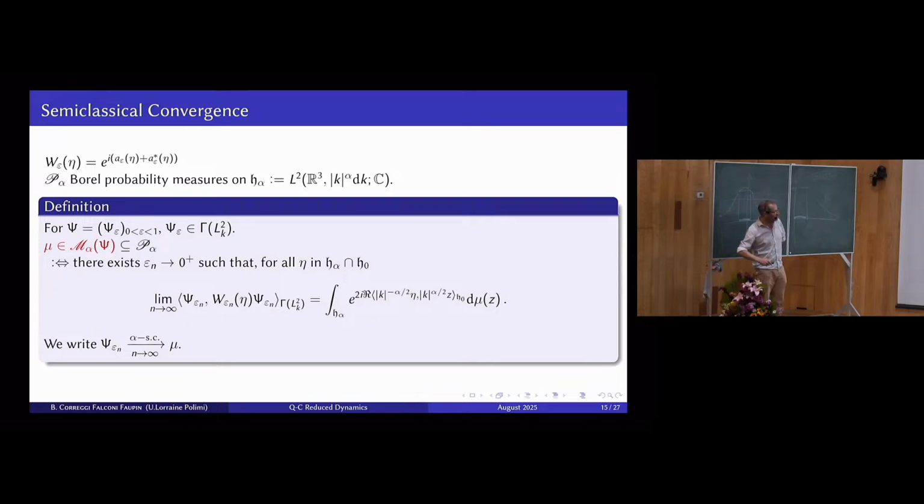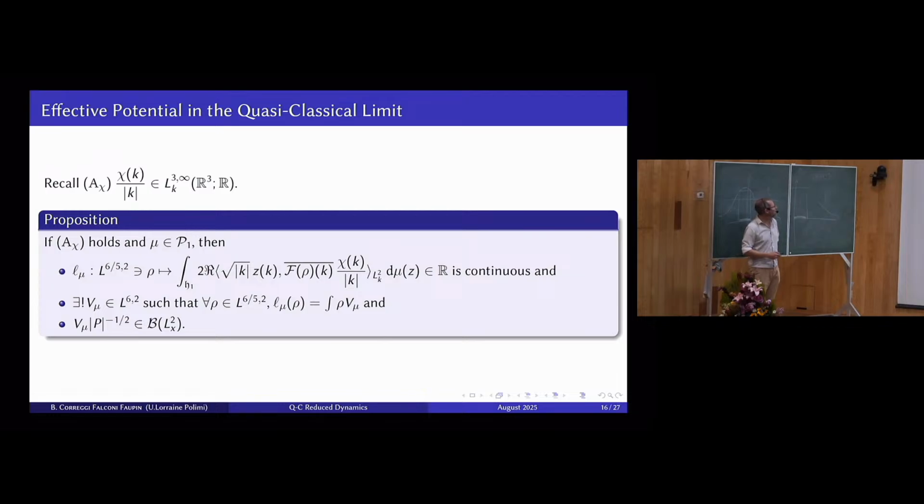I will not use it in what follows, but it's just to say that we have a nice meaning for the notion of convergence between two objects which are quite different. Here you have vectors in L2, in the Fock space, so the space of sequences of states with any number of particles. And here you have a measure on this L2 space. But what I will be more interested in are some properties that you have with this convergence. And we'll see that later.